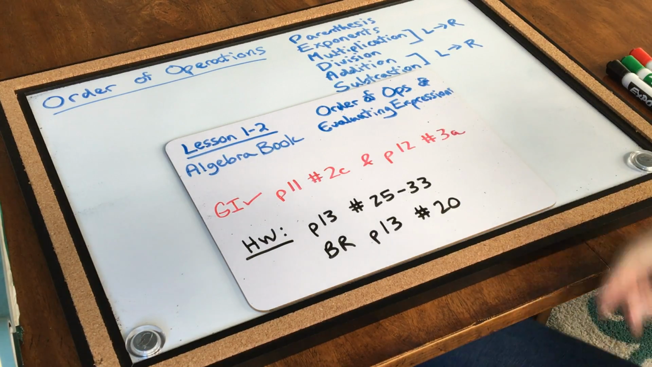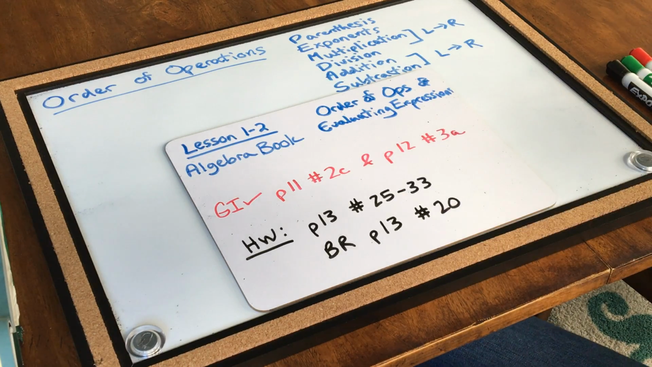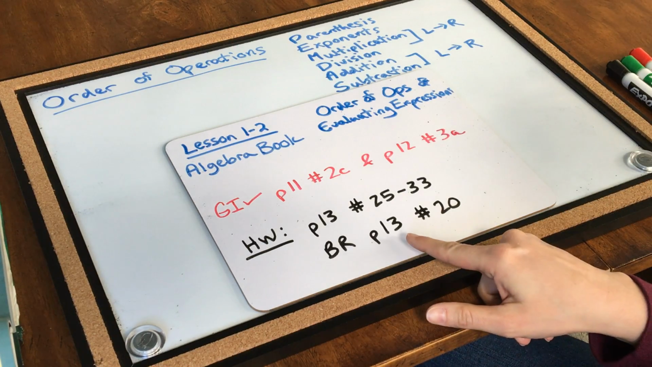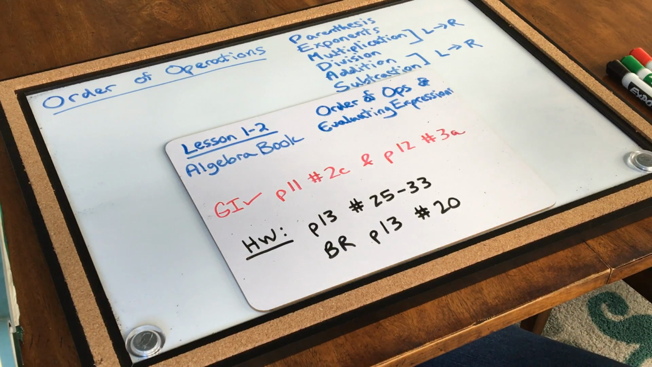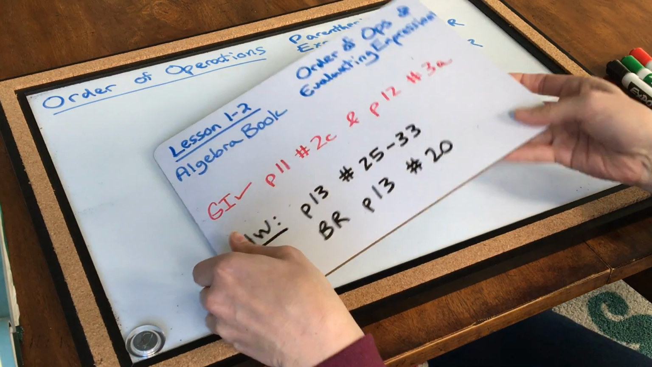Your homework is going to be on page 13, numbers 25 to 33, and your bell ringer is going to be page 13, number 20. All right, let's get started.